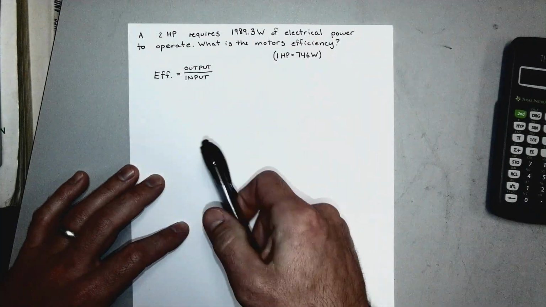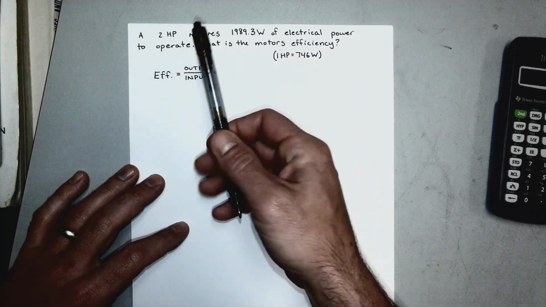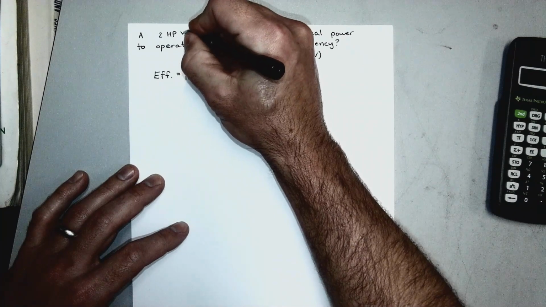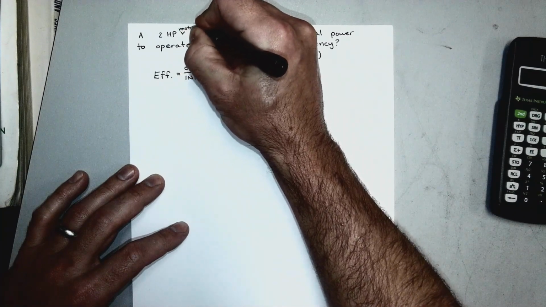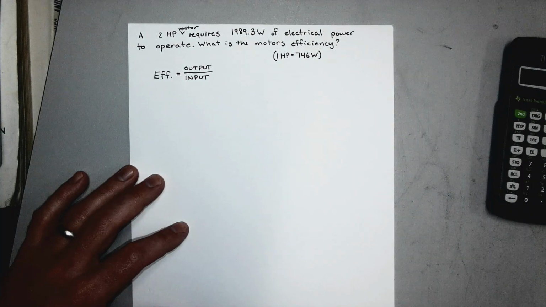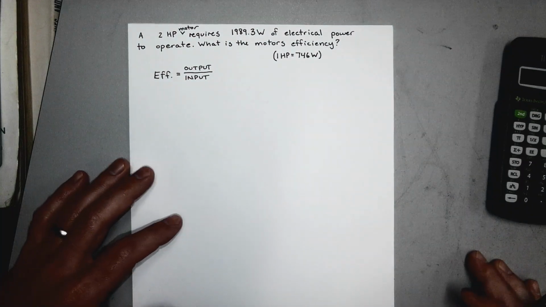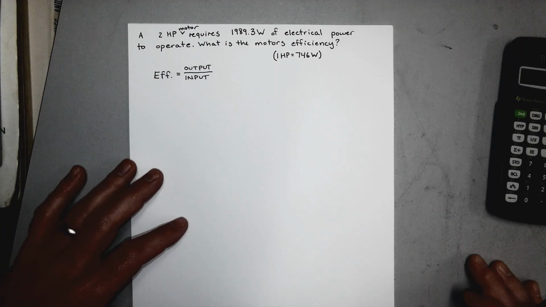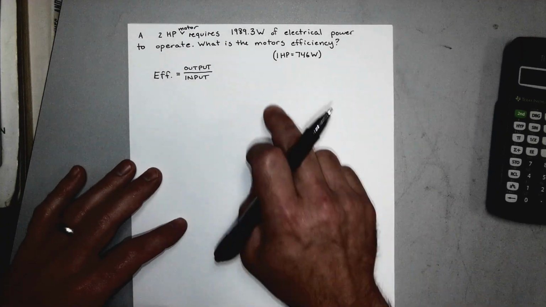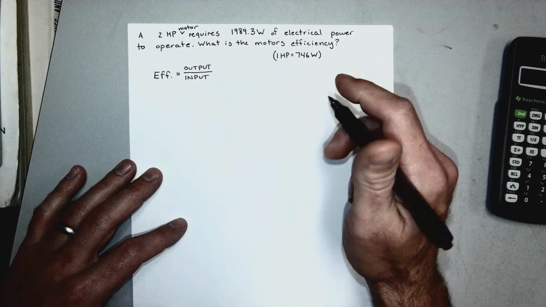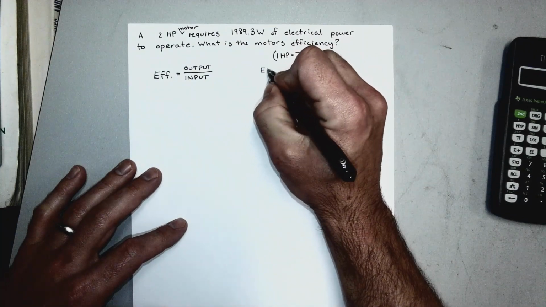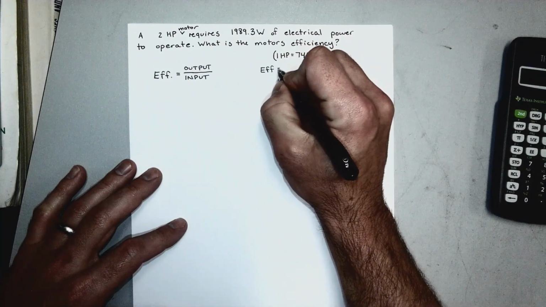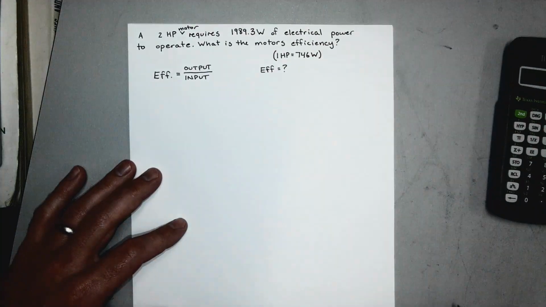So this problem says that a 2 horsepower, it's supposed to say motor there, a 2 horsepower motor requires 1,989.3 watts of electrical power to operate. What is the motor's efficiency? So automatically we know we don't have efficiency because that's what they're asking for. So let's just write down efficiency equals, I don't know.